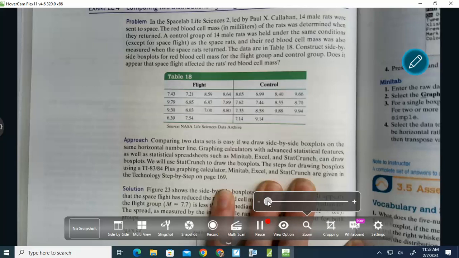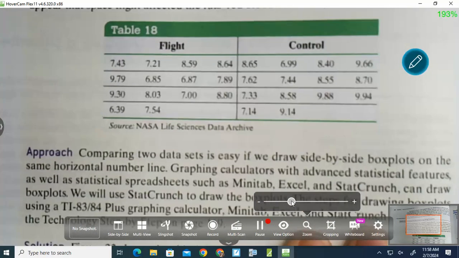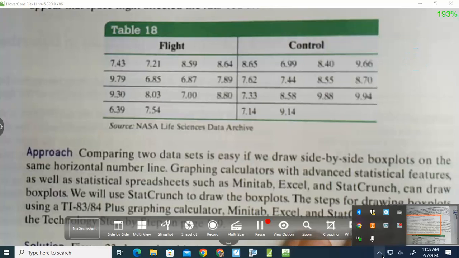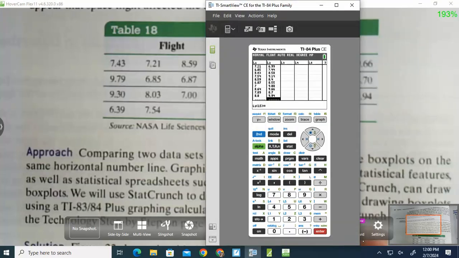So, let's see. Can you guys read those okay? If you go into your stat plot, go into plot number 1. I want to turn that on.